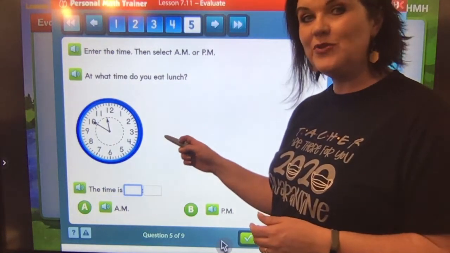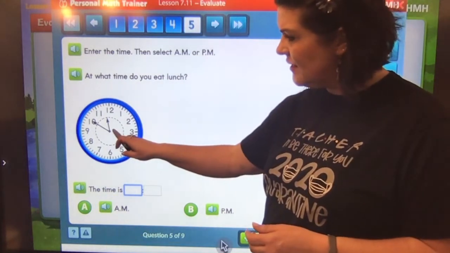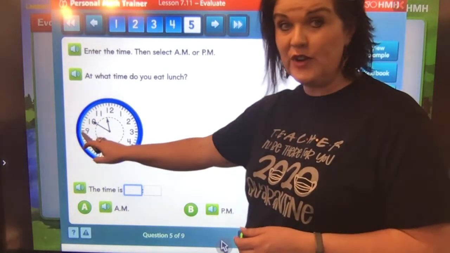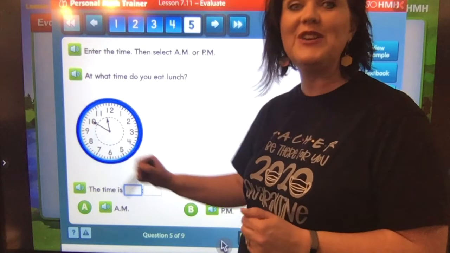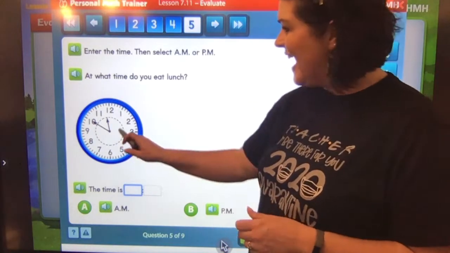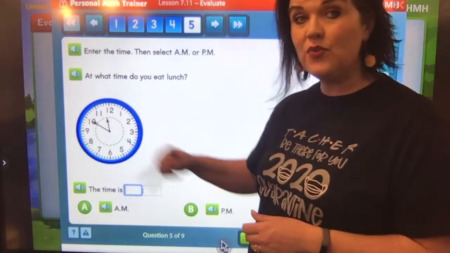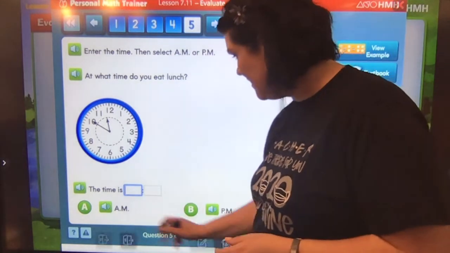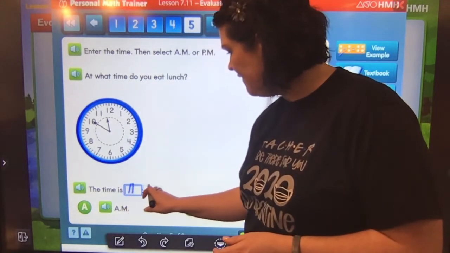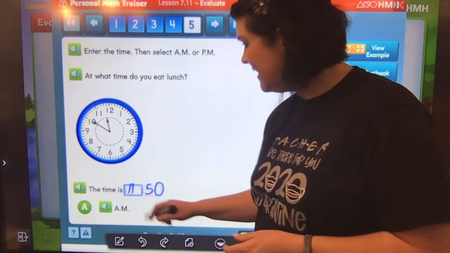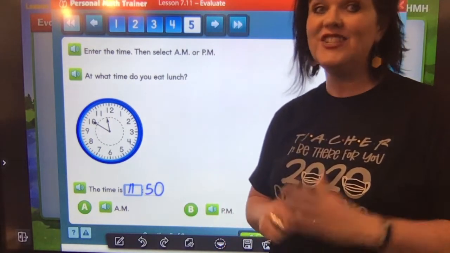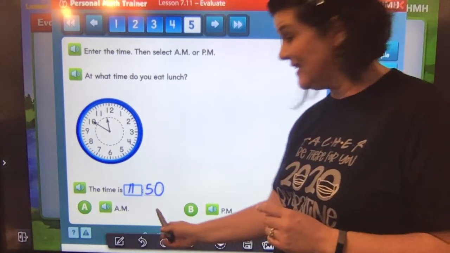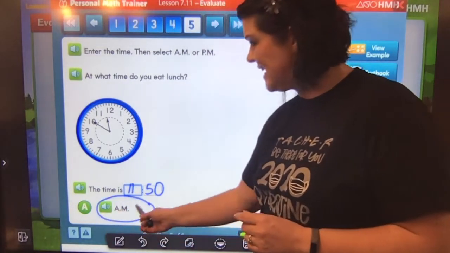What time do you eat lunch? Let's look at the clock. It's on the 10, the minute hand is, which if this was 45, add 5 more on, we know that's going to be 50. And the minute hand is between the 11 and the 12. So we are going to eat lunch at 11:50. Now, it is not noon yet. It's almost noon, but it's not noon yet. So we would have to say that it's 11:50 a.m.